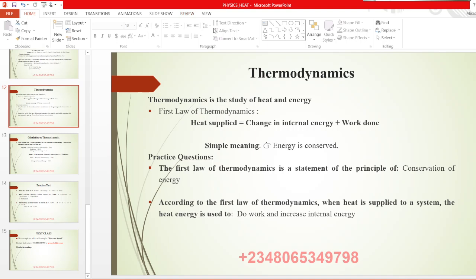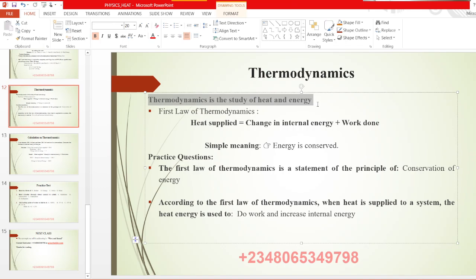So what's the study of heat and energy? It is referred to as thermodynamics. The study of heat and energy is called thermodynamics. So we have the first law of thermodynamics, which is often tested in JAM.